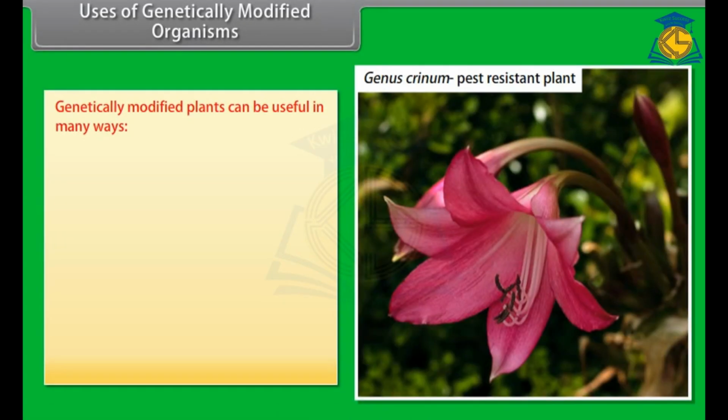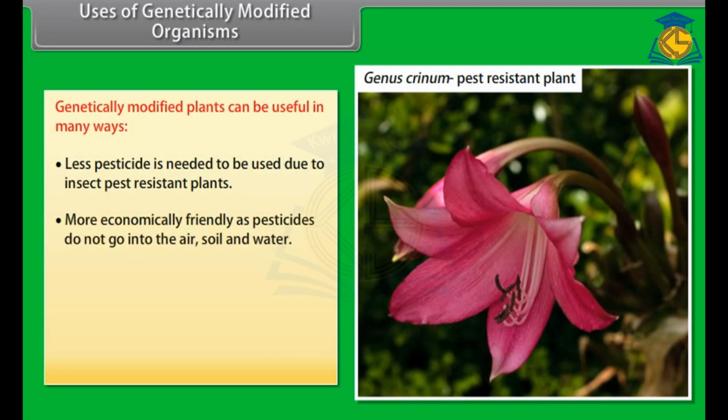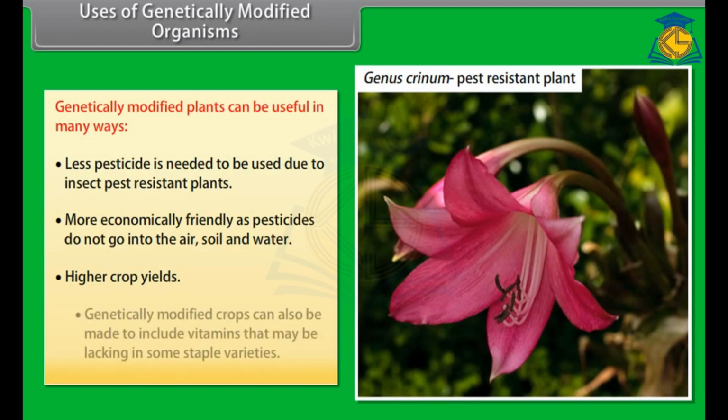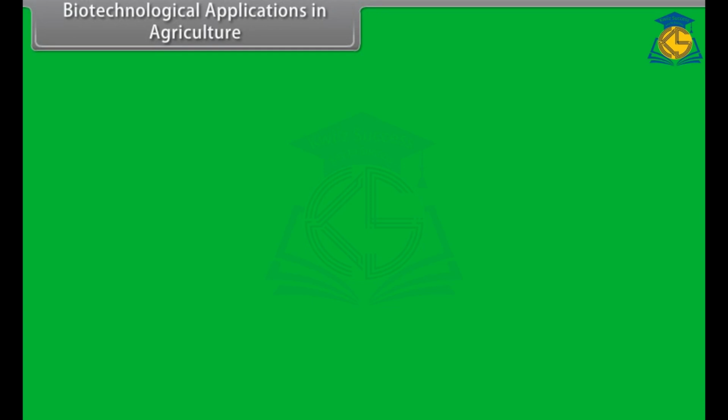Uses of genetically modified organisms. Genetically modified plants can be useful in many ways. Less pesticide is needed to be used due to insect pest-resistant plants. More economically friendly, as pesticides do not go into the air, soil and water. Higher crop yields. Genetically modified crops can also be made to include vitamins that may be lacking in some staple varieties.